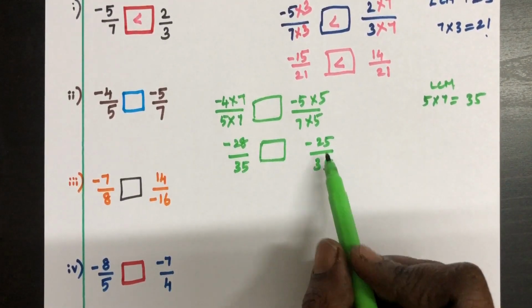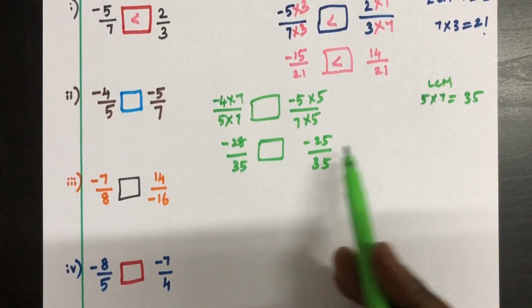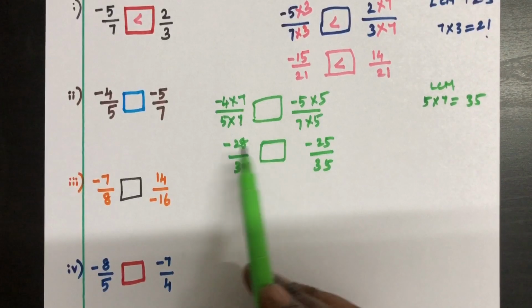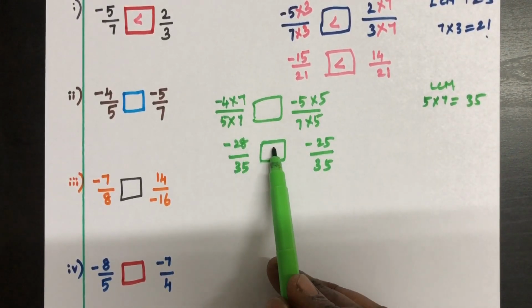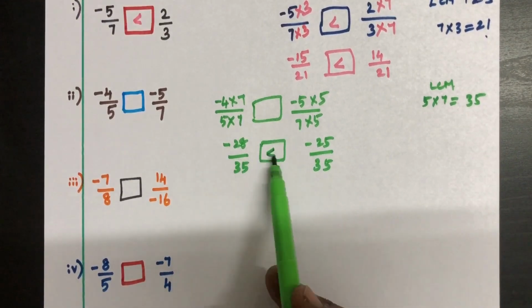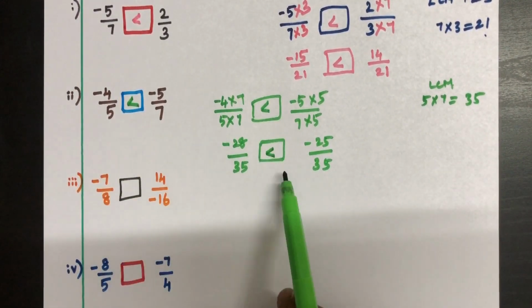Like fractions. In like fractions, the bigger numerator is the bigger number. So which is bigger here? Minus 28 or minus 25? Minus 28 is less because it is on the negative side. So it must be less. So this is less than this number.